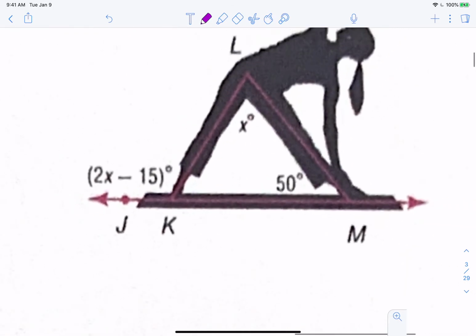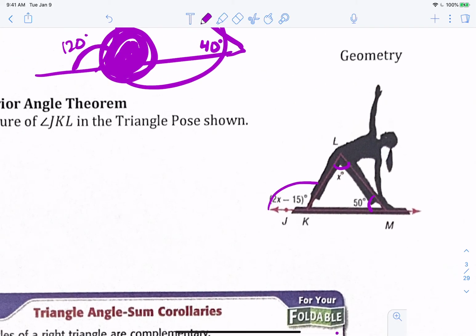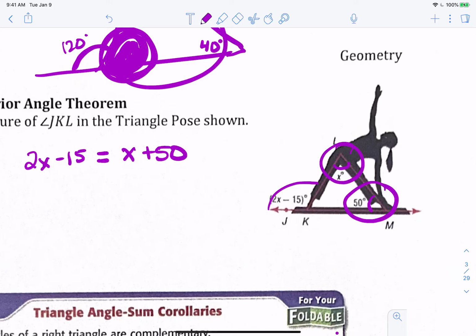In this case, right here, my exterior angle is 2x minus 15, and they have this angle that's labeled as x and this angle labeled as 50. So what do I do with that? You said 2x minus 15 is the exterior angle. It's equal to 50 plus x, these two added together, right? X plus 50 or 50 plus x. I add these two angles together and I get the exterior angle. Make sense?